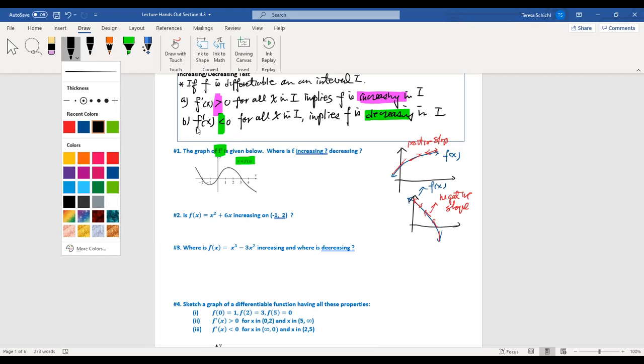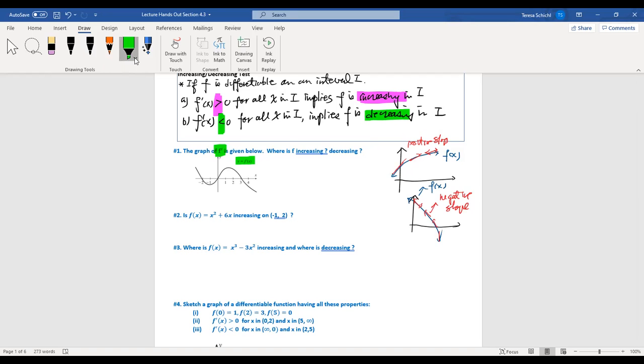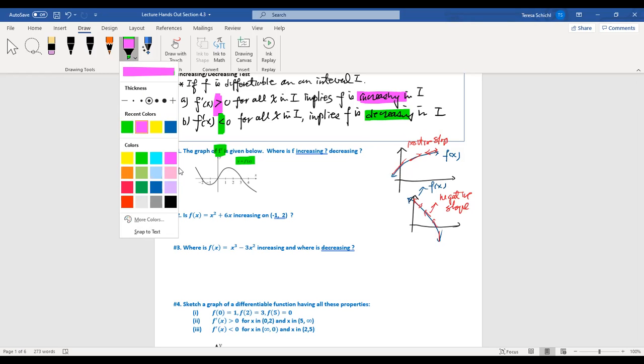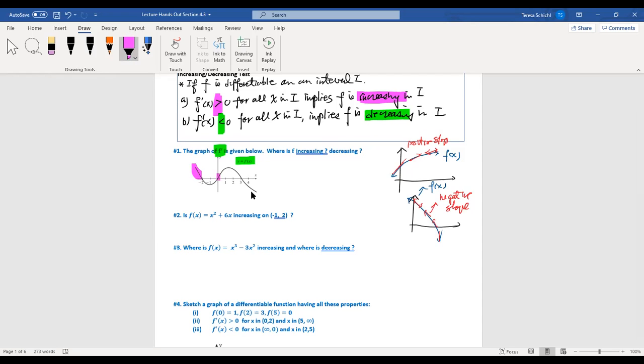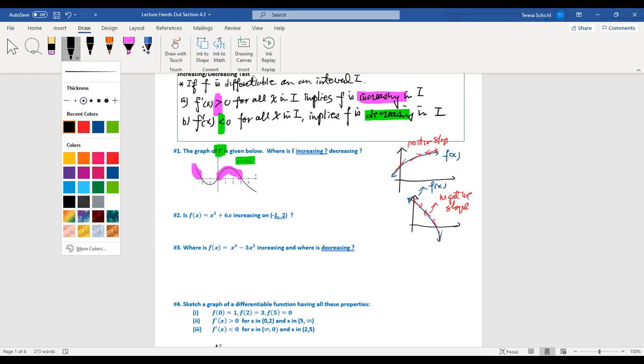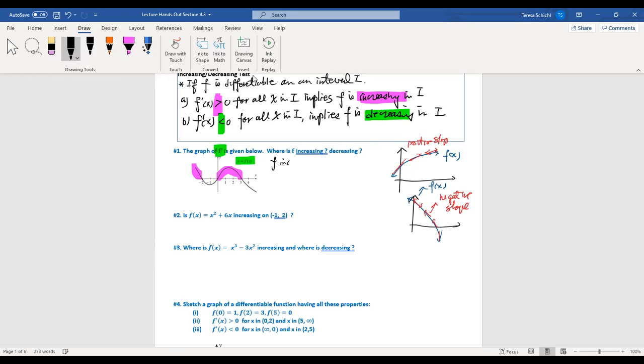Remember that increasing means f prime is greater than 0. So here is where it's greater than 0. This part is greater than 0, and this part is greater than 0. So I know f is increasing from negative infinity to negative 2, and from 0 to 3, because f prime is positive.